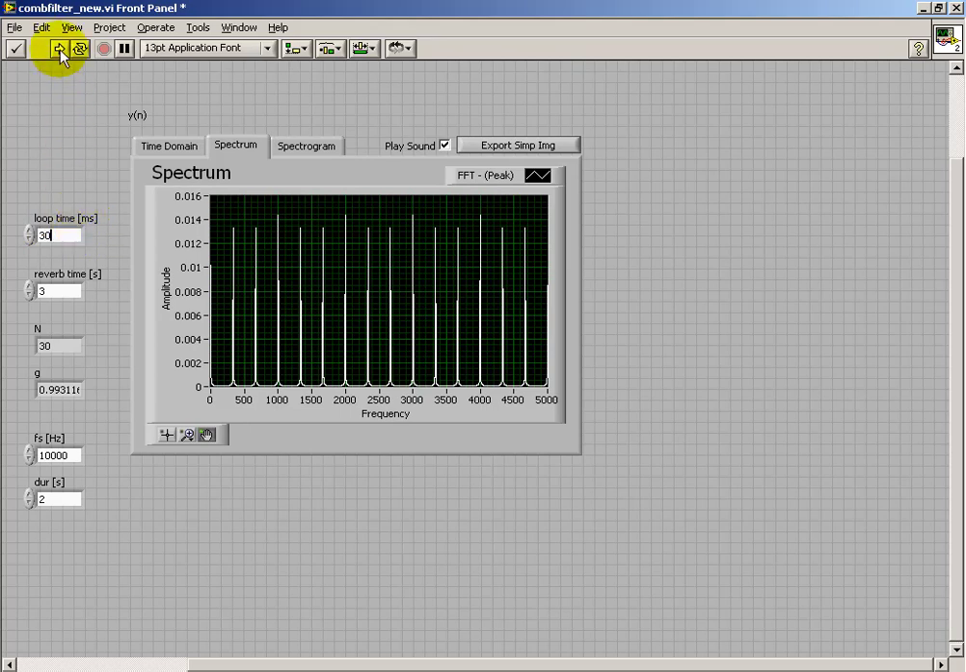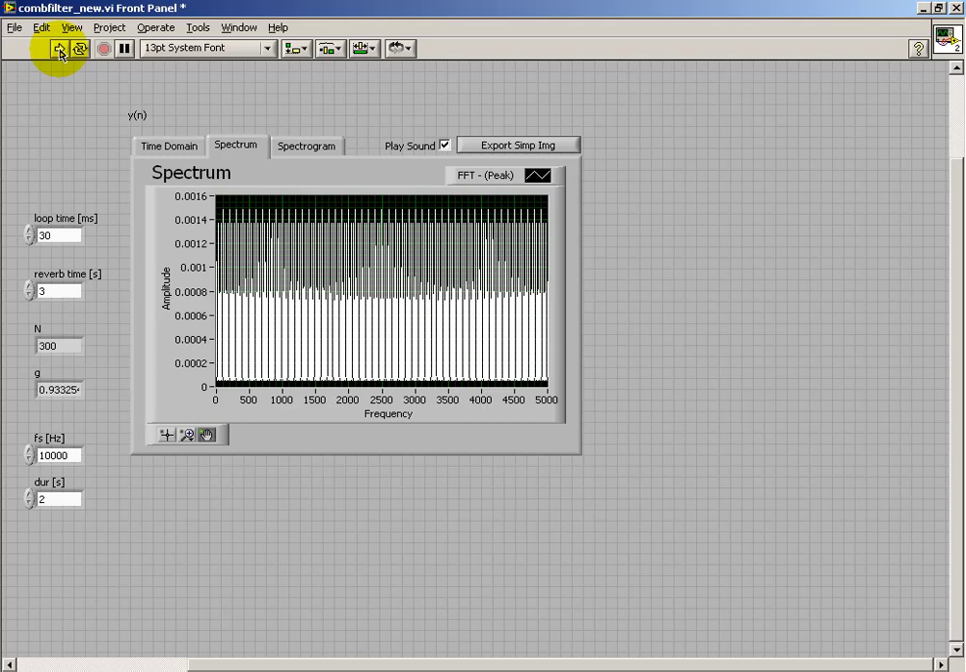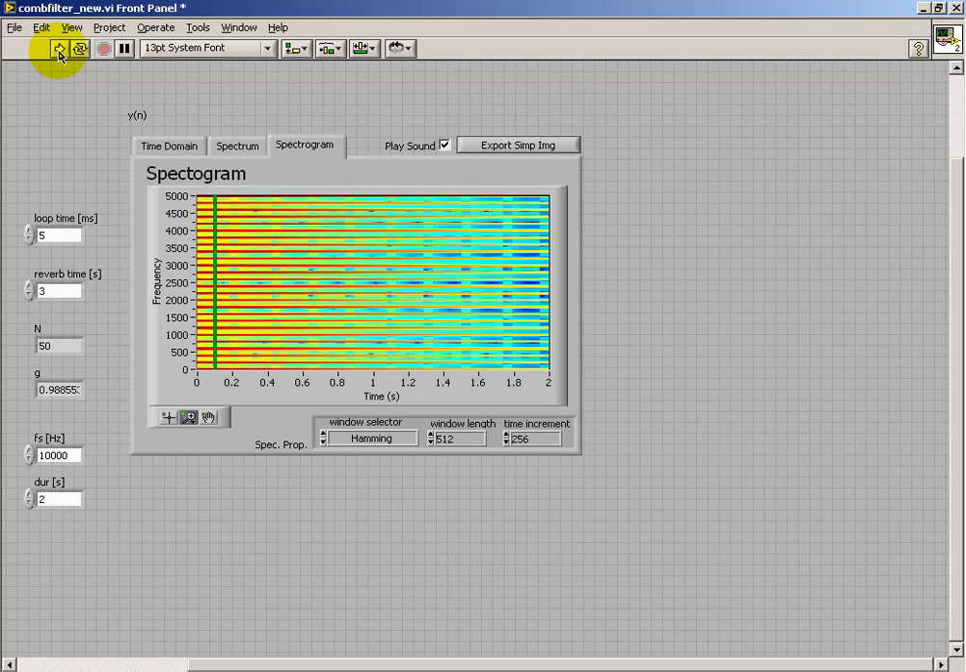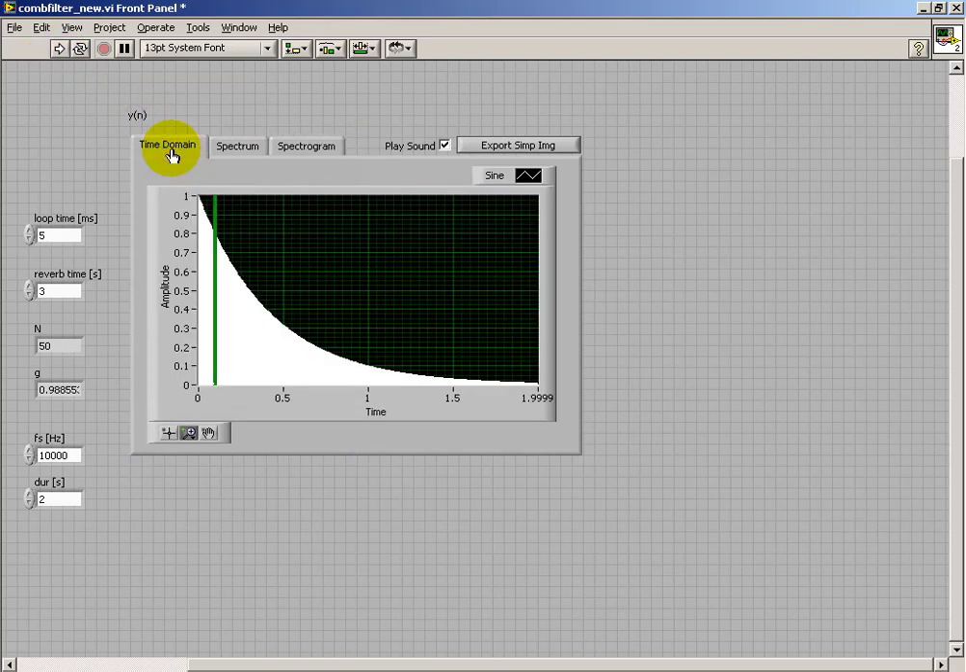Now for long loop times, it's an incredibly dense set of spectral components. So all of those spectral lines in the frequency domain gives it the name comb filter. Kind of looks like a comb.